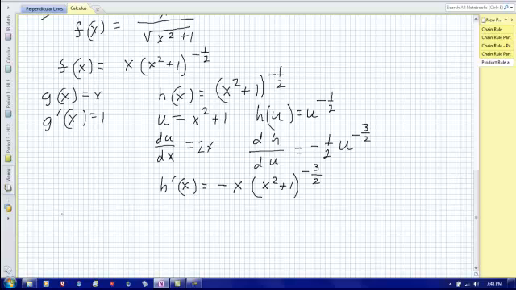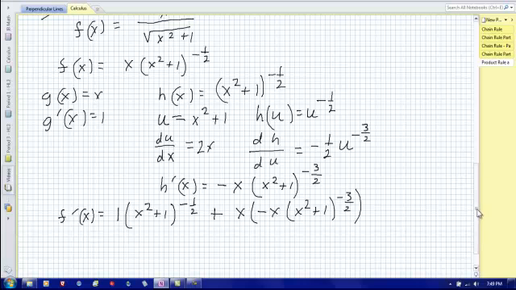Okay, let's put these together now. So we're using the product rule. So the derivative of the first function, the 1, times the second function, which was the x squared plus 1 to the negative 1/2. Plus the first function, which was just x, times the derivative of the second function, which is negative x times x squared plus 1 to the negative 3/2.